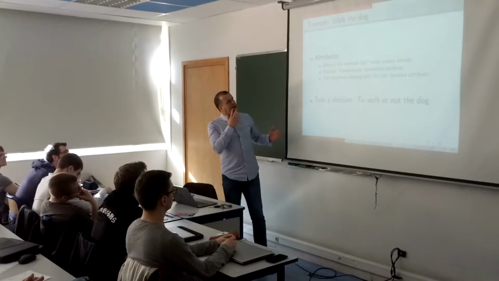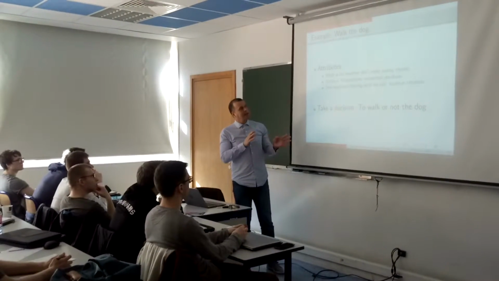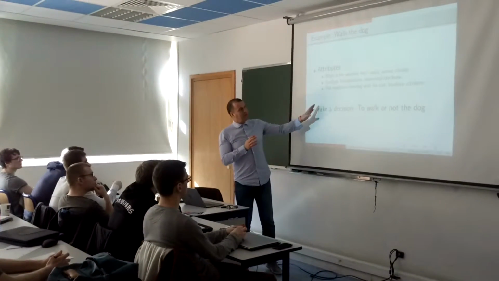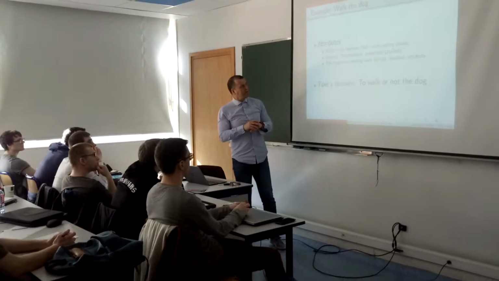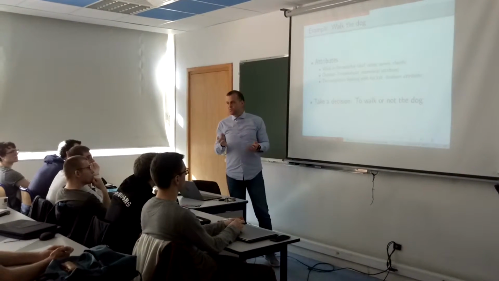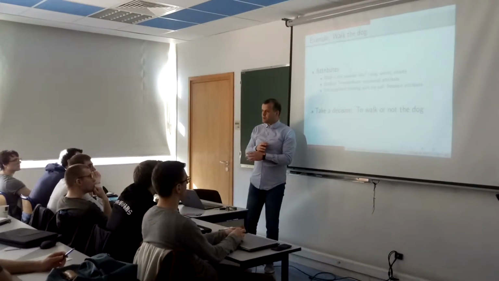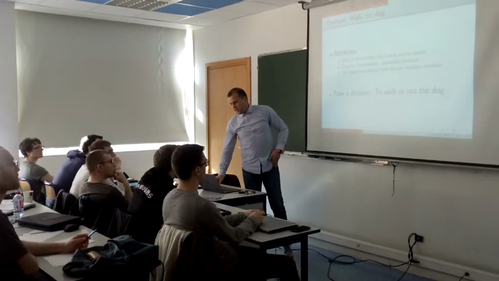So the attributes are, what is the weather like? It means rainy, sunny, cloudy. The outdoor temperature, which is a numerical attribute, and the neighbor living with his cat, which is a Boolean attribute. And the decision to take is to walk or not the dog. Okay?